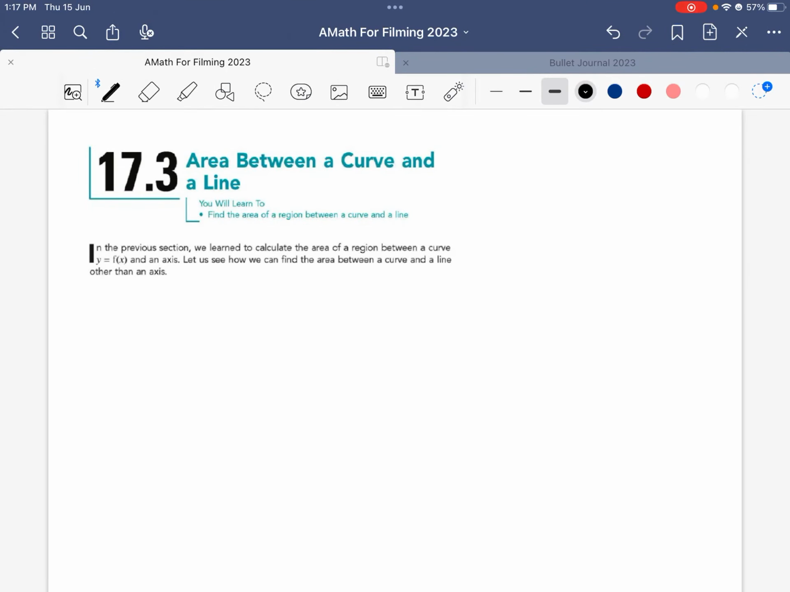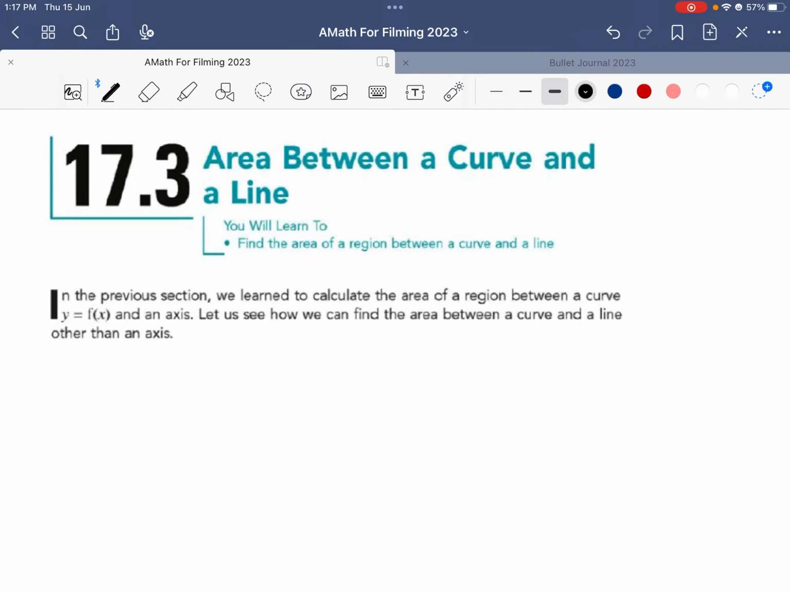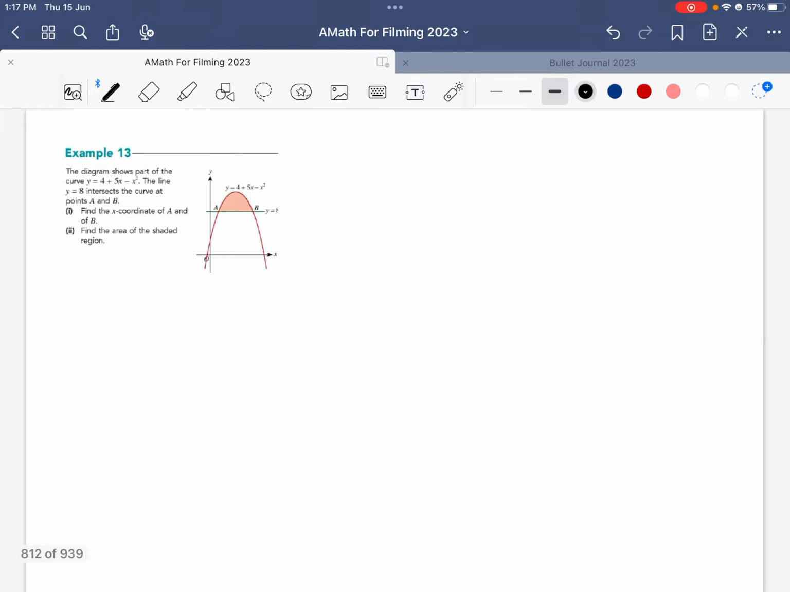Today we're going to cover 17.3, the area between a curve and a line. So far what we have found is we have calculated the area of a region between a curve and an axis, be it the x-axis where you integrate with respect to x, or the y-axis where you integrate with respect to y. So today we're going to find the area between a curve and a line other than the axis.